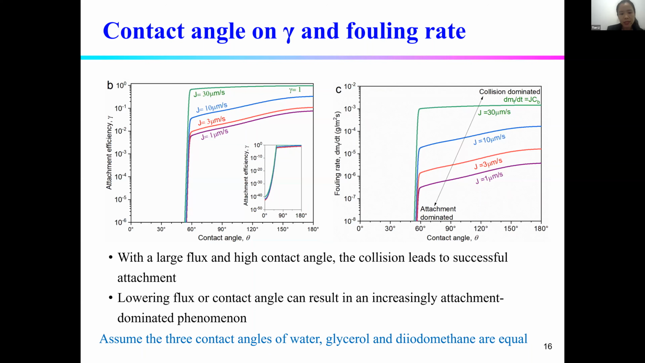From the left-hand side result, we can see that with the increase of the contact angle, the attachment efficiency also increased, and with the increase of the water flux, the attachment efficiency also increased. While on the right-hand side, we can see that with the increase of the contact angle, the fouling rate also increased. Thus, we can see that lower flux or contact angle can result in increased attachment.